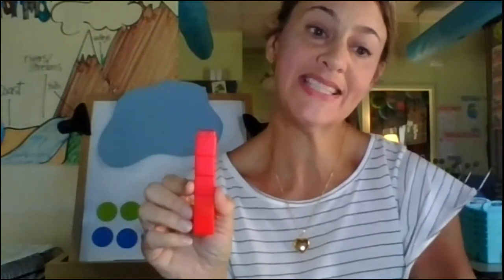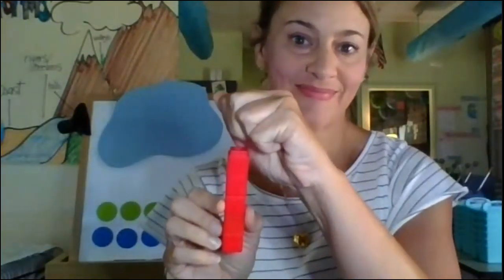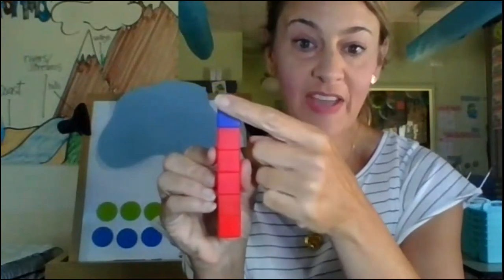Look at my cube tower. What's going to happen when I put my 6th cube on? It's going to change colors. That's right, because 5 and 1 is 6. What's 1 more than 6?